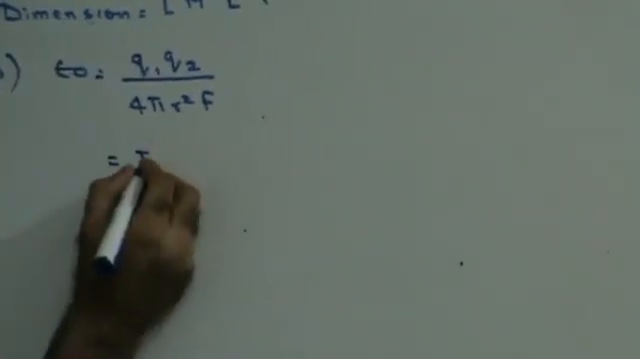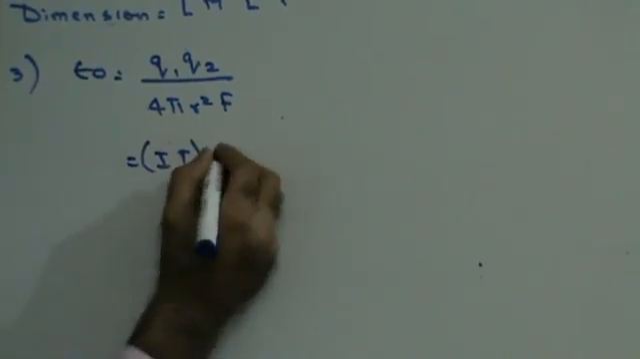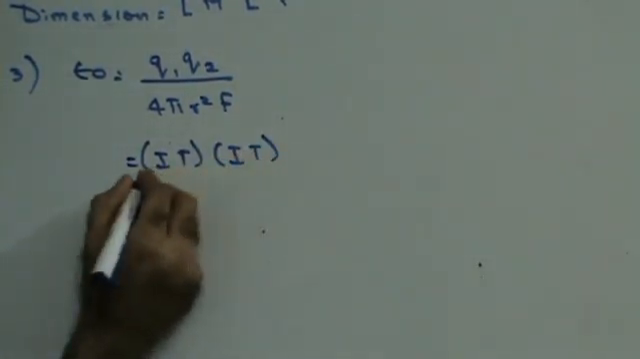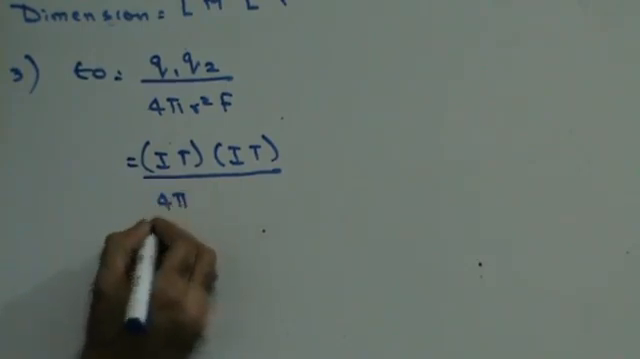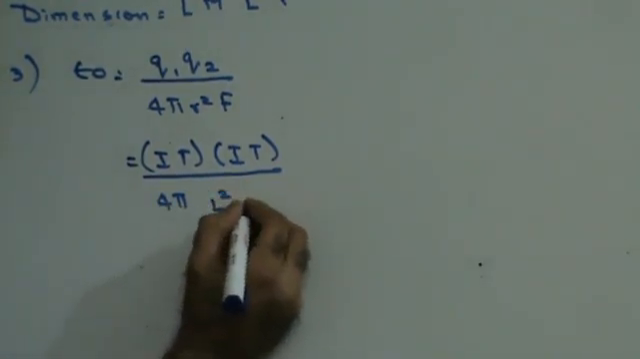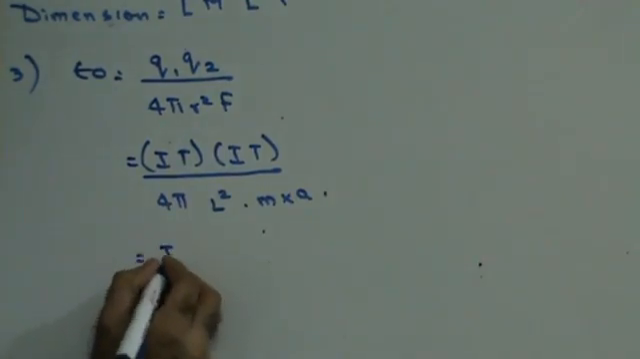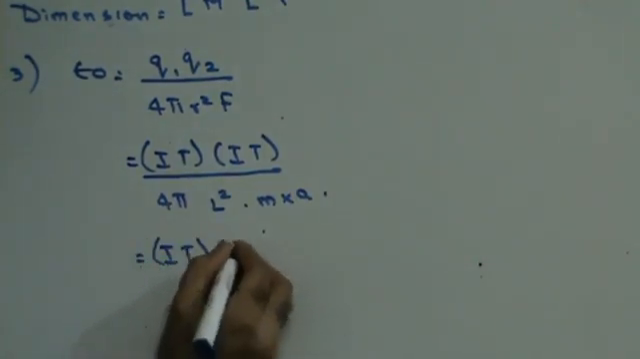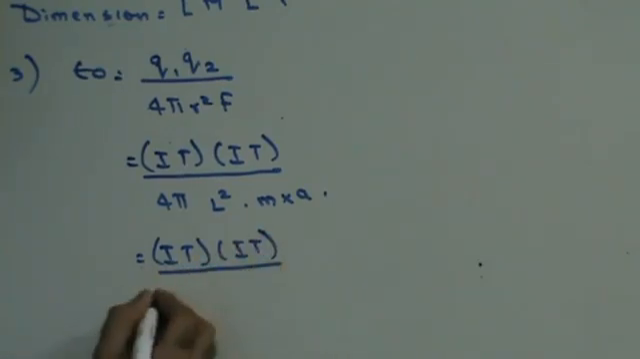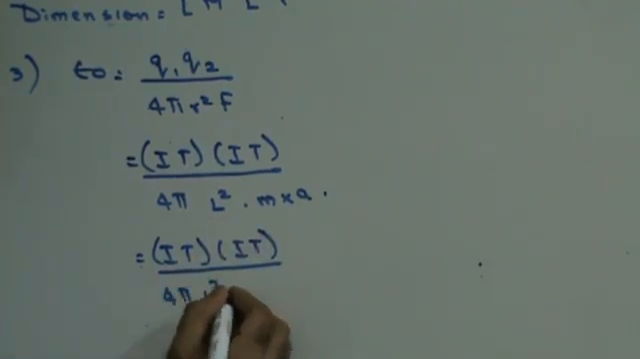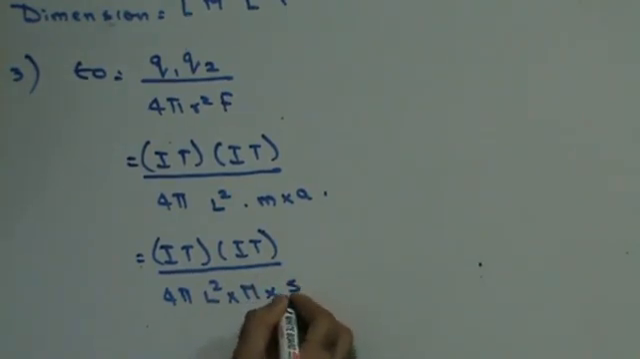Now, charge is nothing but current into time. Radius is nothing but length, so r square is length square. Force is nothing but mass into acceleration. So we have current into time, into current into time, upon 4 pi L square. Mass is m1, let's leave that mass as it is. Acceleration is displacement upon time square. Right?